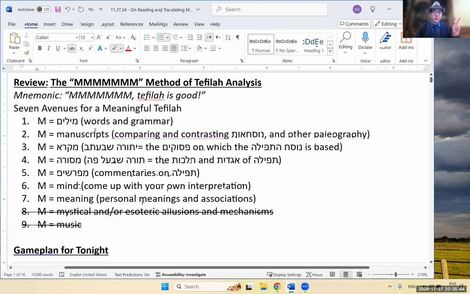Okay, fine. Second one is manuscripts, which I used to subsume under Milim, and I realize now this should be its own avenue. So comparing and contrasting the different versions of Tefilah and other, what I'll call paleography, which apparently is the most accurate word for, it looks like ancient writing, but it means studying old writing.